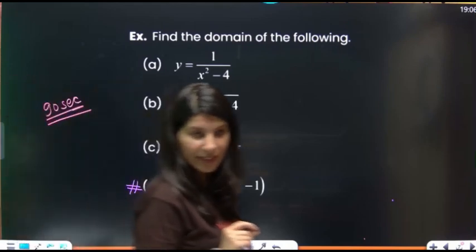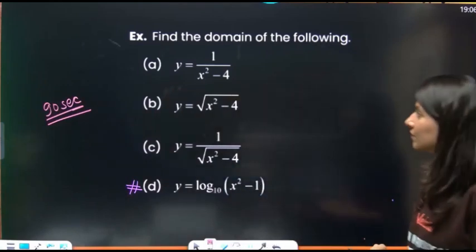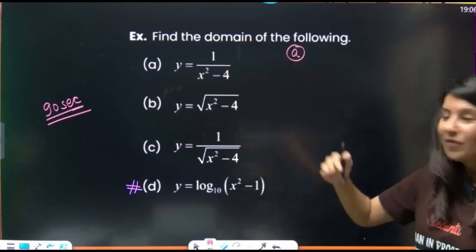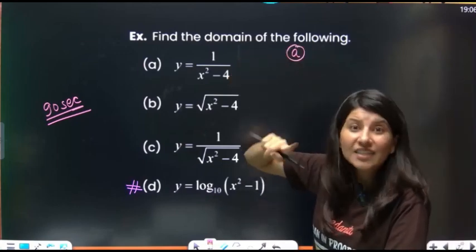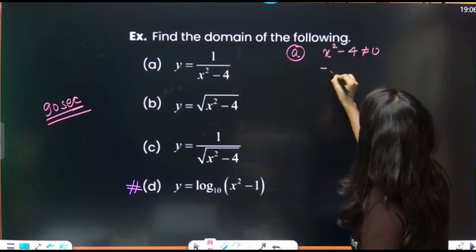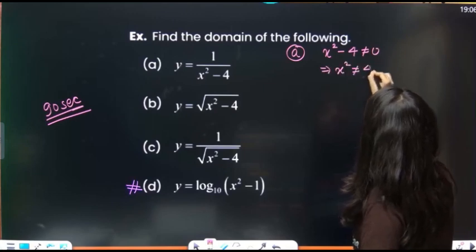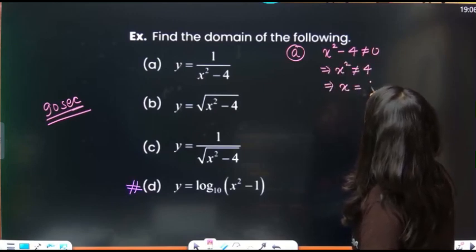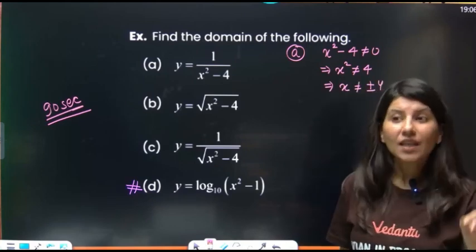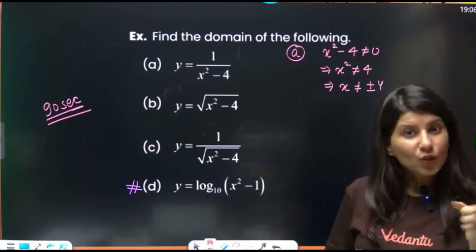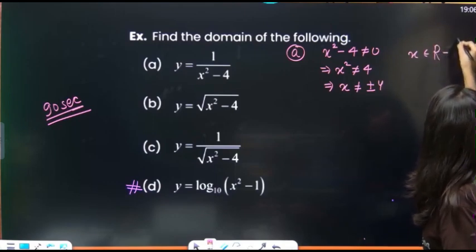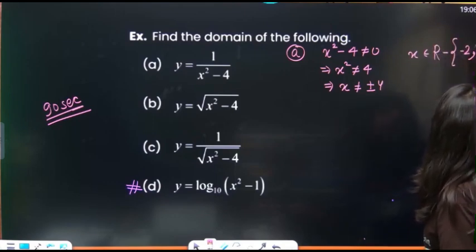Okay, so I think option A. Solution of option A: I told you whenever something is in the denominator, make it not equal to 0. So x square minus 4 not equals to 0. This implies x square not equals to 4. This implies x not equals to plus minus 2. So x can be anything and everything except 2 and minus 2. So your domain will be x belongs to all real values except minus 2, comma 2.